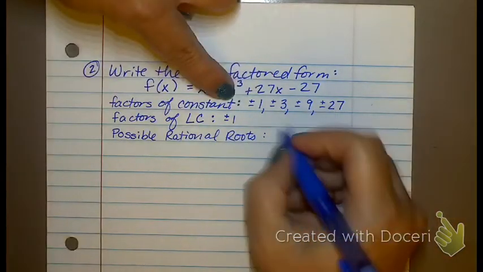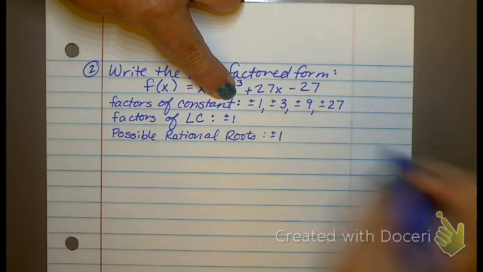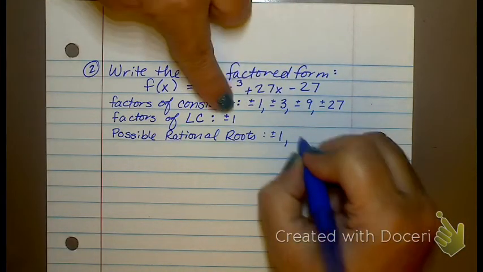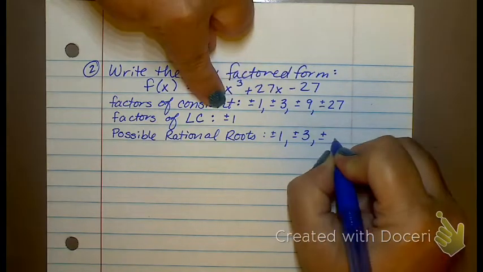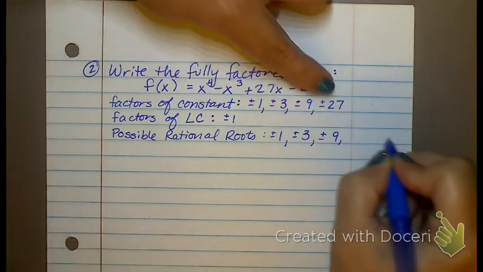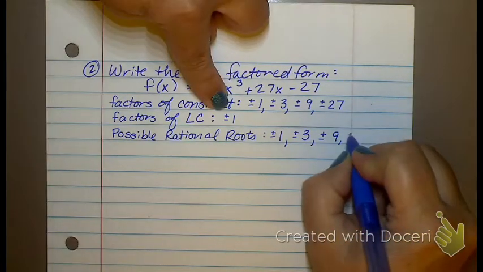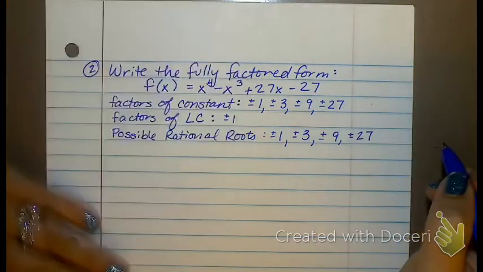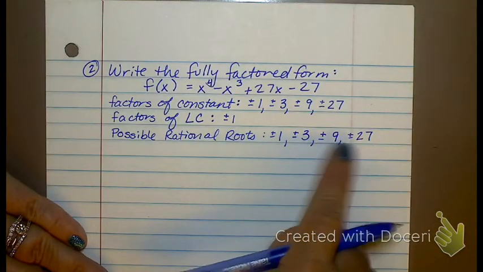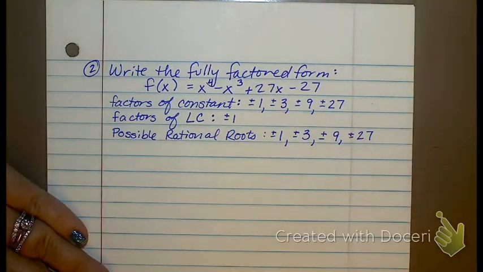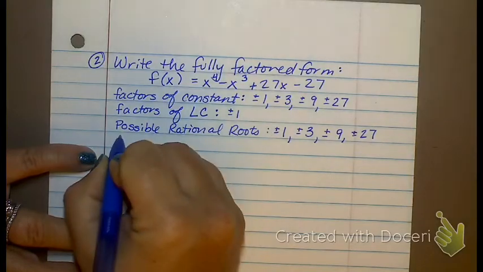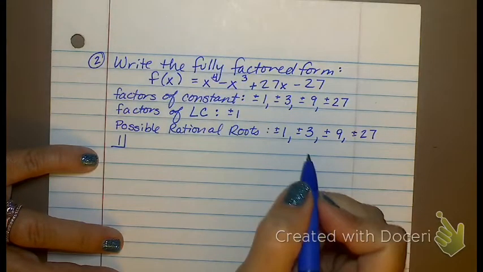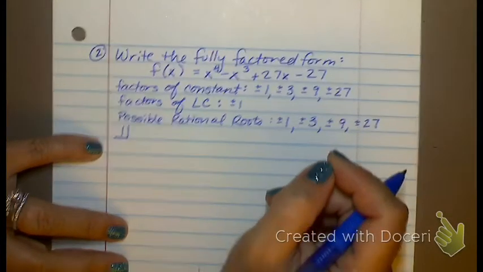So 1 over 1, that reduces to 1, or simplifies. 3 over 1 simplifies to 3. 9 over 1 simplifies to 9. And 27 over 1 simplifies to 27. So this list only has 2, 4, 6, 8 numbers on it. So hopefully I'll find one pretty quick. Now I don't have a graph to go from. I'm just going to go from scratch. So I'm going to start off with 1. I always start off with 1 and negative 1 because you should find an answer there pretty quick.